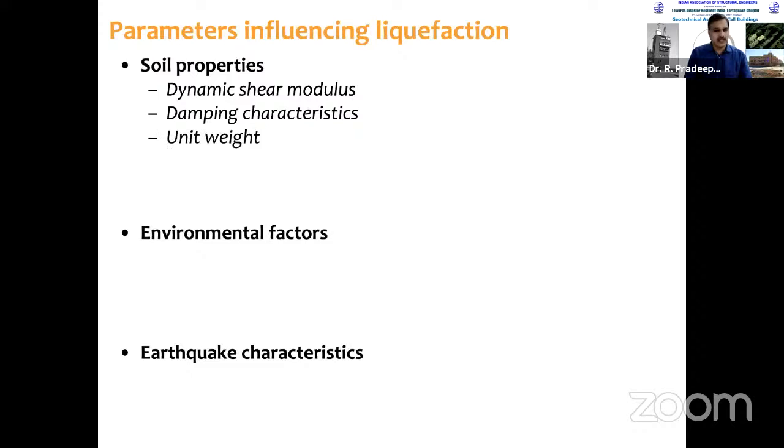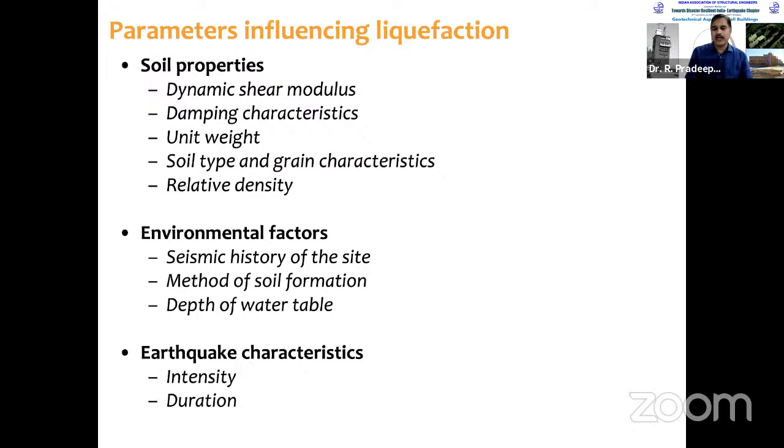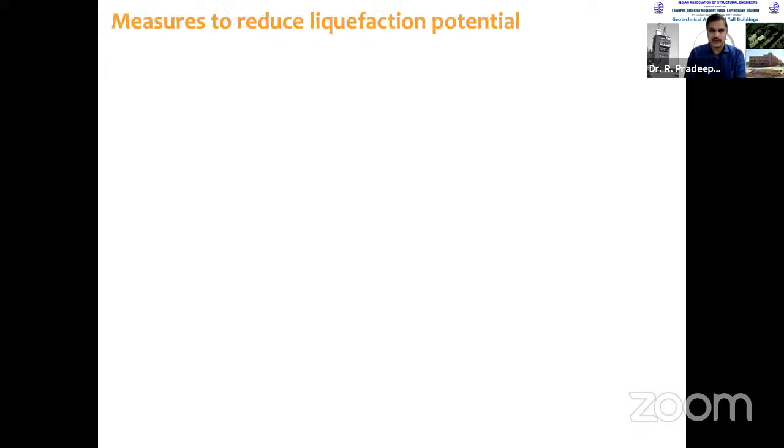In soil, many things are there. We can study standard materials available on this: dynamic shear modulus. It's not static shear modulus, dynamic shear modulus. Damping characteristics, unit weight, soil type, grain characteristics, then density, then environmental factors, and then again earthquake characteristics: intensity, duration, and frequency content. These are the parameters which are influencing one single thing. Liquefaction potential of the site is influenced by all these things. So many parameters we need to take into account.